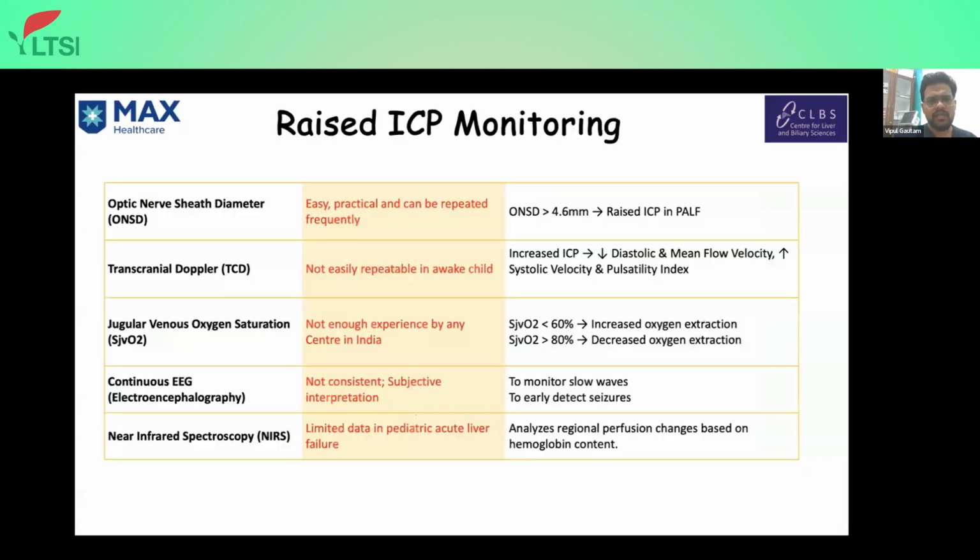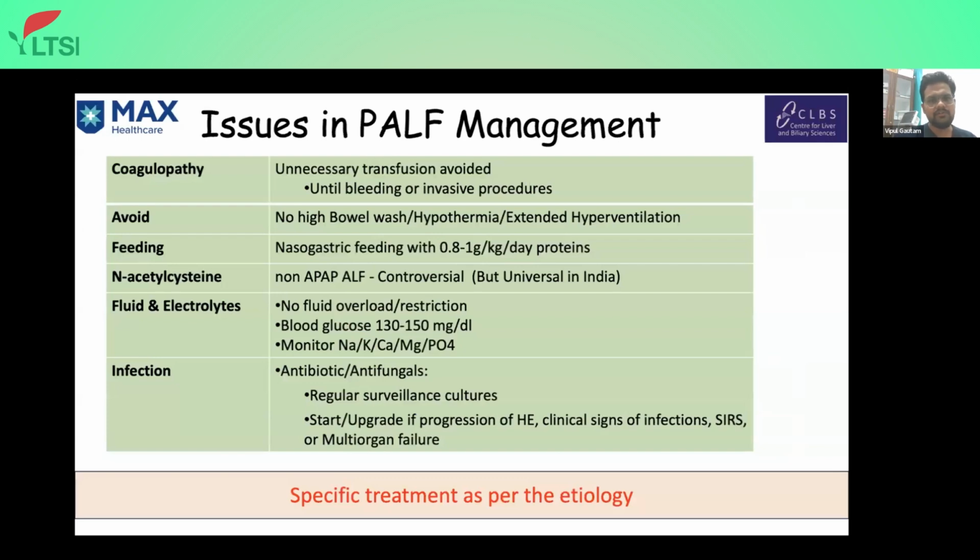And there is no indication to keep the children without enteral feeding. As soon as possible, even with advanced HE, when the child is on ventilator, we should always start nasogastric feeding with 0.8 to 1 gram per kg per day proteins, because sometimes zero proteins leads to myolysis, which further increases ammonia. So we have to balance everything. And as we know, NAC is controversial but universal in India, and so we do. Fluids, electrolytes, and infection, everybody knows how to deal with that. And as per the etiology, we have to deal with the patient. Like autoimmune, obviously need steroids to try before going for the transplant.